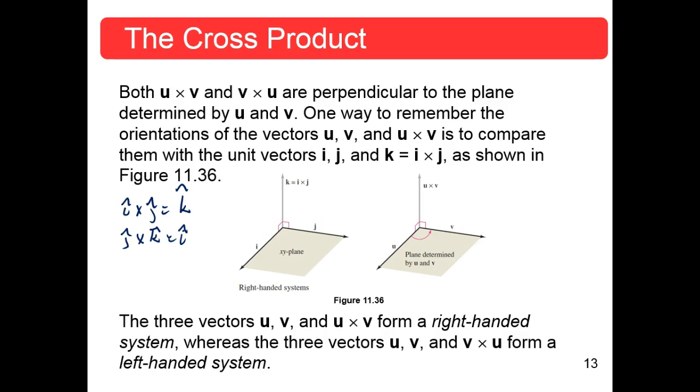The third one of these, I hope you're picking up the drift of it now, is K cross I is equal to J. Again, you keep the order I, J, K, I, J, K, I, J, K, and that's what you've got here. If you reverse the order, then you wind up with the minus. So J cross I is minus K, and K cross J is minus I, and I cross K is minus J.